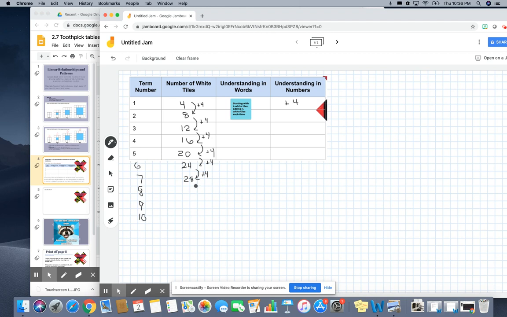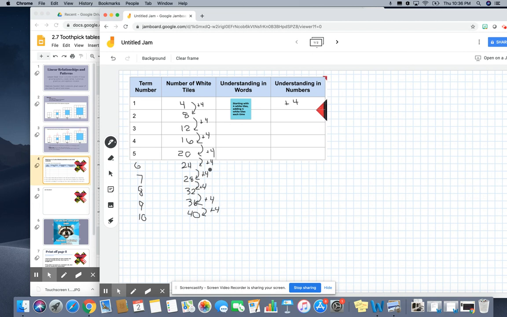In our 8th term, we're going to continue to just add 4, which is going to give us 32. We're going to continue, whoops, I forgot the addition sign up over there. Adding 4 to give us 36. And continue to add on until we ultimately get to 40.